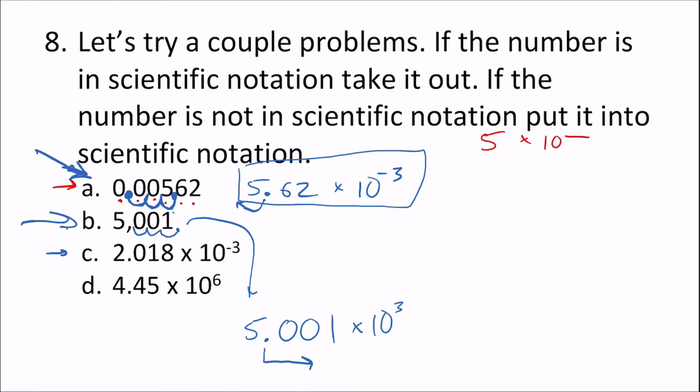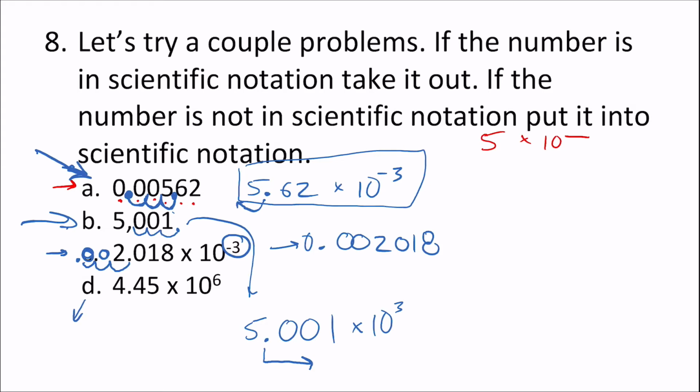So C, we're taking it out of scientific notation, and it's negative. So we said negative goes to the left. It's going to go to the left 3 times. So it starts here, and it goes 1, 2, and then 3. So we need a 0 here, and then a 0 here, and then the decimal. So it's going to look like 0.002018. And that's going to be our answer for that one. You can have the 0 in front if you'd like.